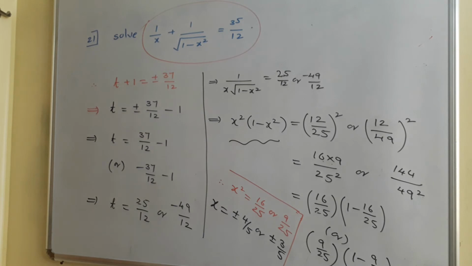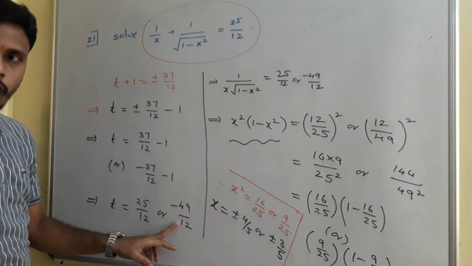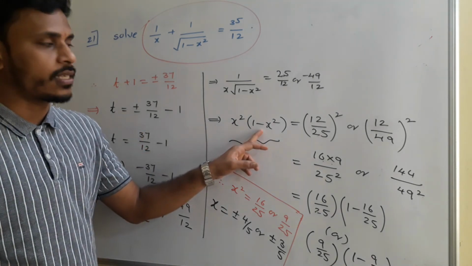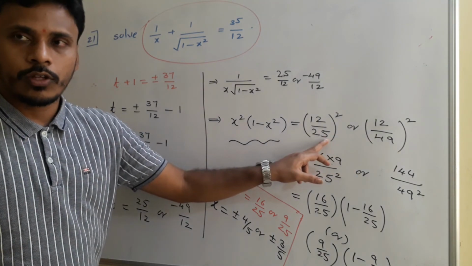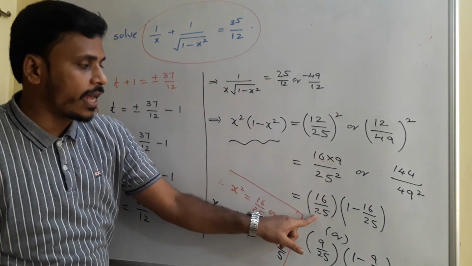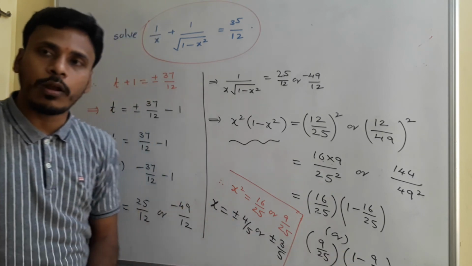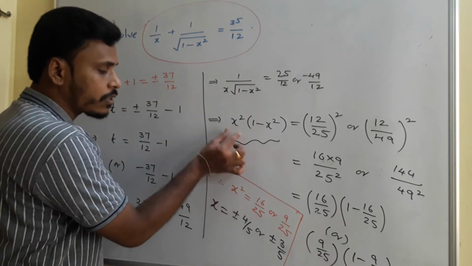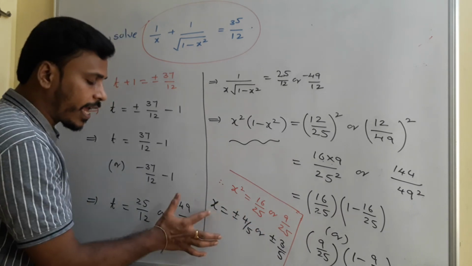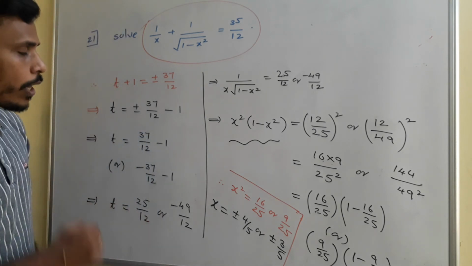So at the end, once again, if you look, we found the value of t as 25 by 12 and minus 49 by 12. If you do reciprocaling and squaring, x square into 1 minus x square is the square of these two. From there, by rewriting this 16 by 25 into 1 minus 16 by 25 and 9 by 25 into 1 minus 9 by 25, we have x square value on comparison 16 by 25 or 9 by 25. From there actually the values of x are plus or minus 4 by 5 or plus or minus 3 by 5.